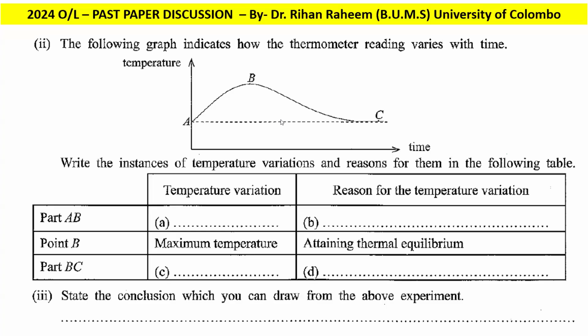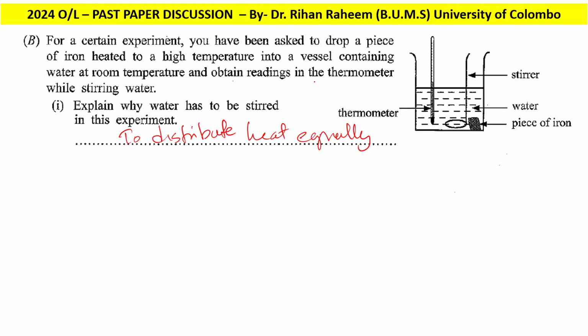Increase the convection rate of heat. I am not sure about that answer. The stirring part. To move the water to distribute the heat. That is okay. By stirring, we are moving the water to distribute the heat equally.